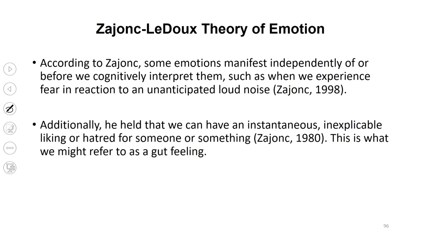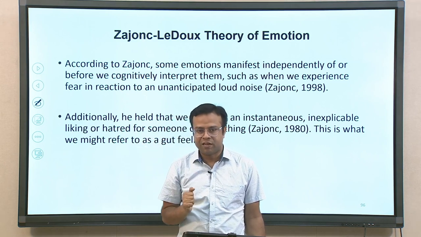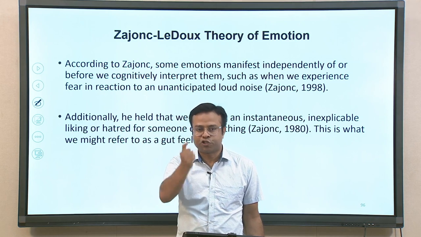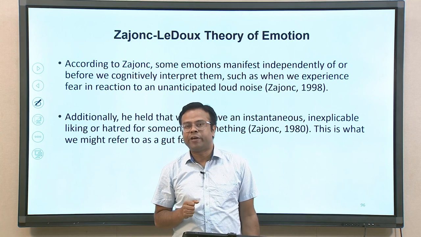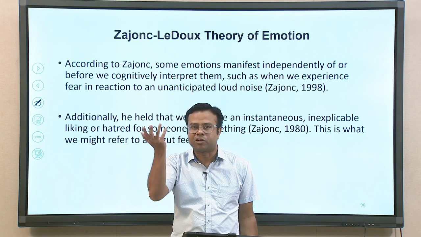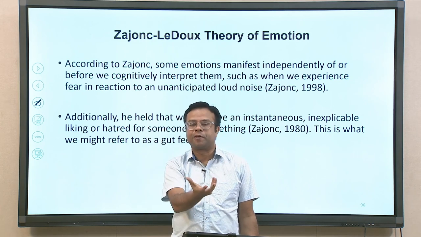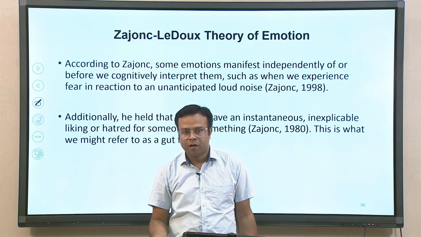For example, suppose suddenly a loud sound happens unexpectedly. We all experience fear suddenly, but there is no cognition. You do not think; before thinking, it happens. So, in such cases, cognition is not required. Thinking or interpretation is not required. Additionally, sometimes we instantaneously like somebody or dislike somebody based on gut feelings. You do not think much, there is no thinking involved, just a gut feeling. So, in those cases also there is no interpretation involved.